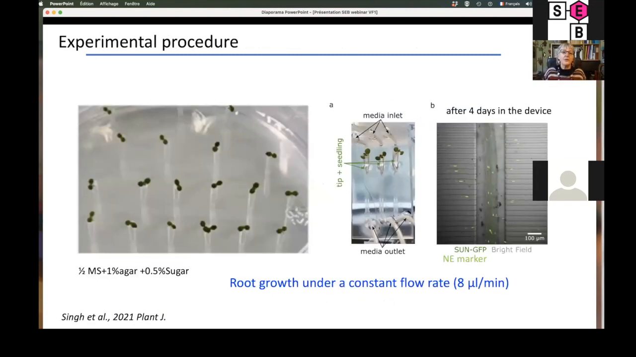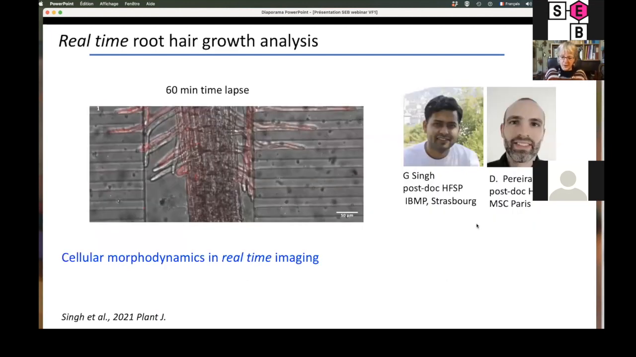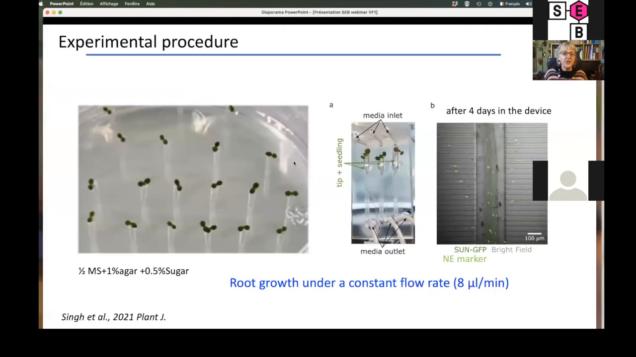So initially, what is the experimental procedure? We put seeds on agar, which are filled in small tips, and these tips are allowed to grow in a petri dish for a few days. And when the root reaches the end of the tip, we transfer this tip into our device, as you can see here, with an angle of 45 degrees at the entry. And nicely, after 4 days in the device, we can follow this.